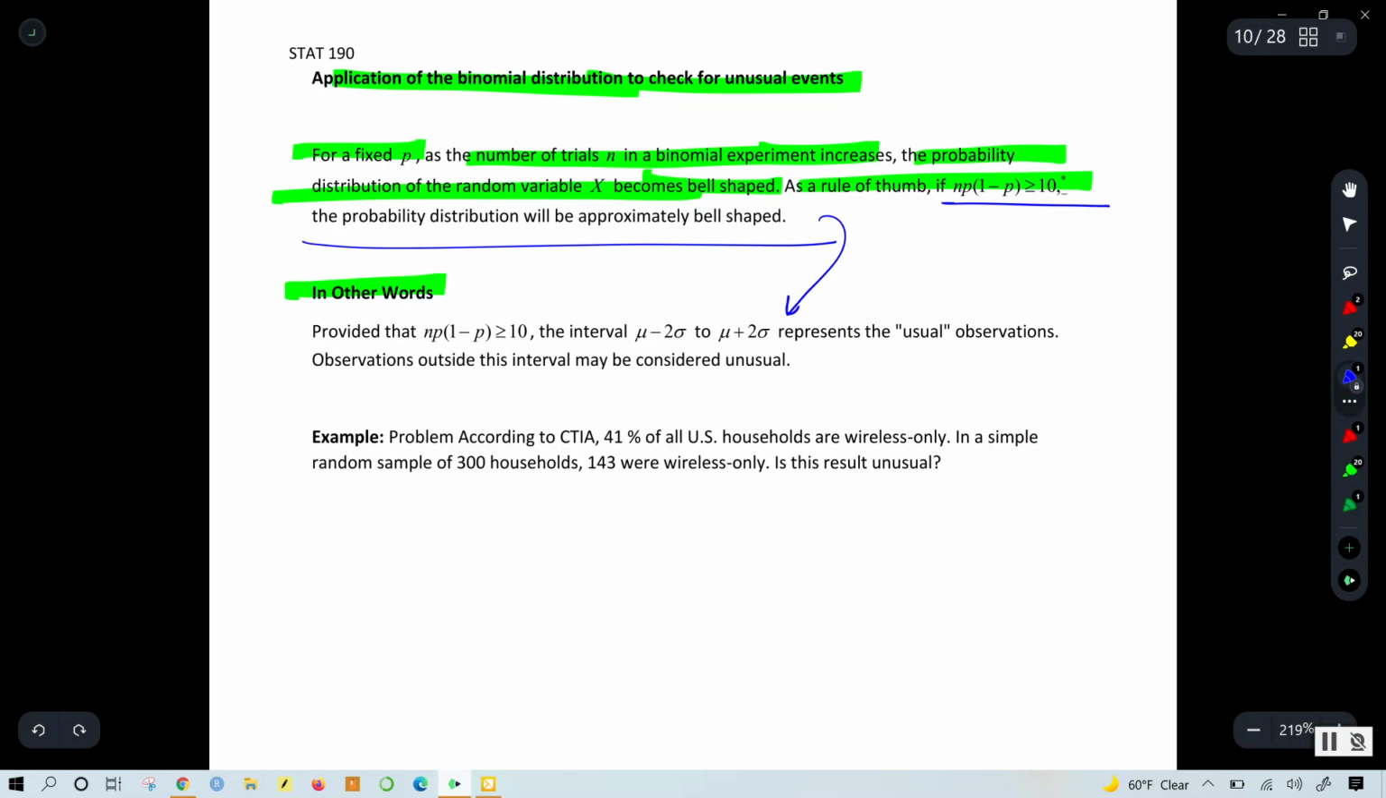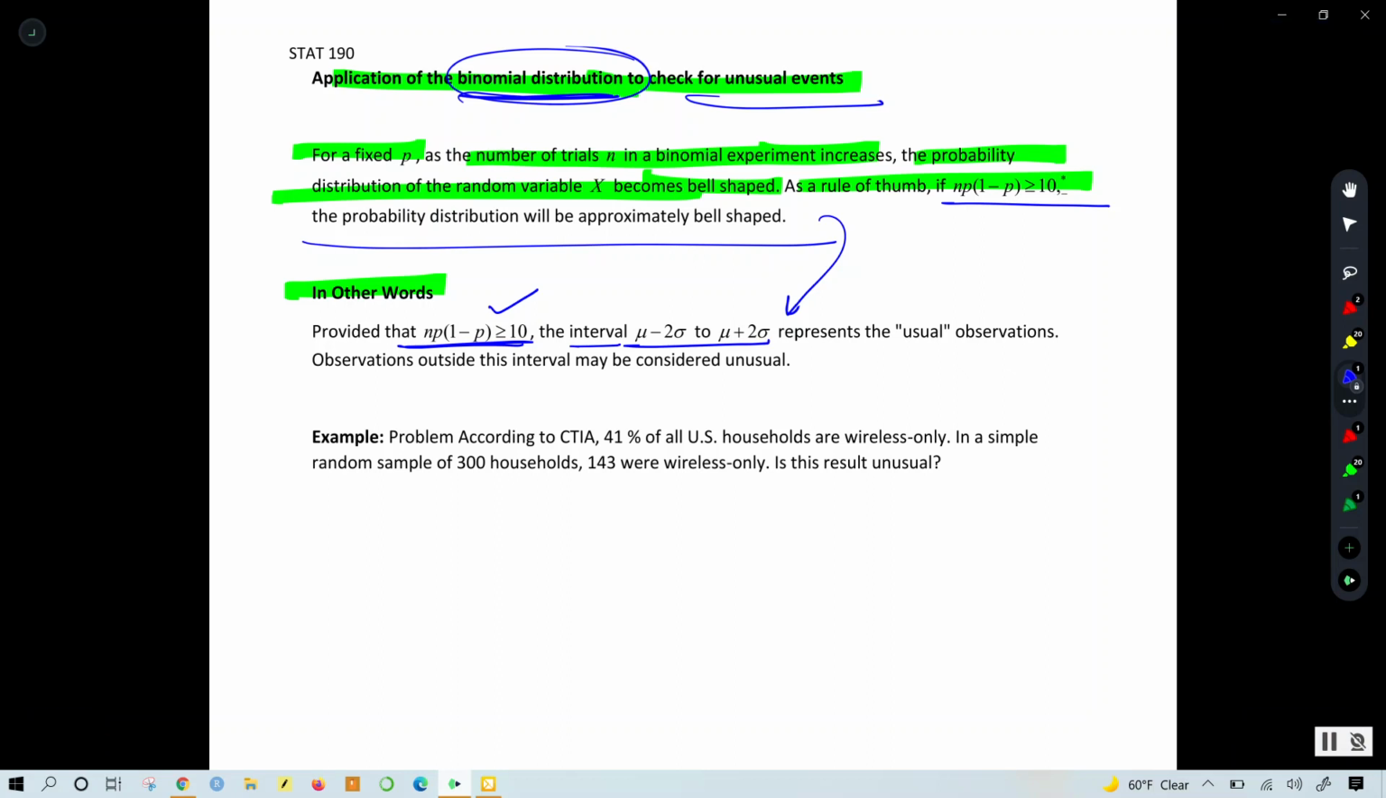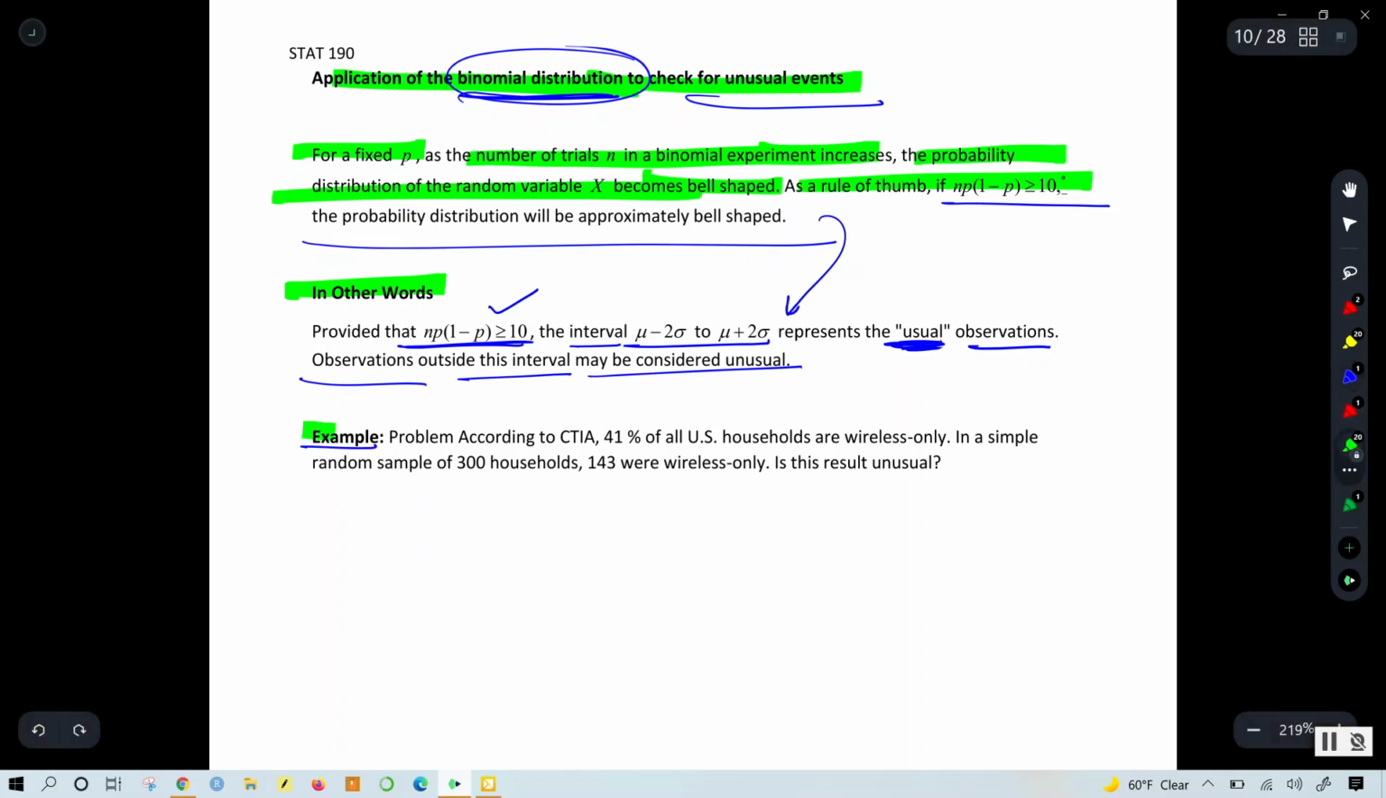How is this of interest to us? It serves as the basis for one of the many applications of the binomial distribution to check for unusual events in everyday lives or in everyday random phenomena. As long as this condition is met, the interval from the mean minus 2 standard deviations to the mean plus 2 standard deviations gives the non-unusual or usual observations. Observations outside this interval may be considered unusual. To illustrate, let's see this example.